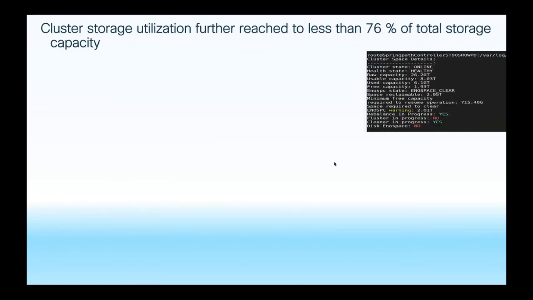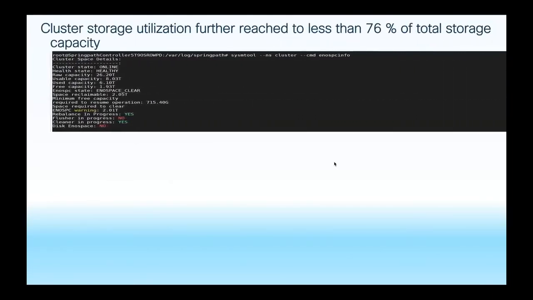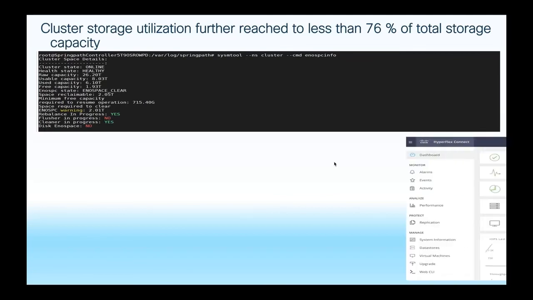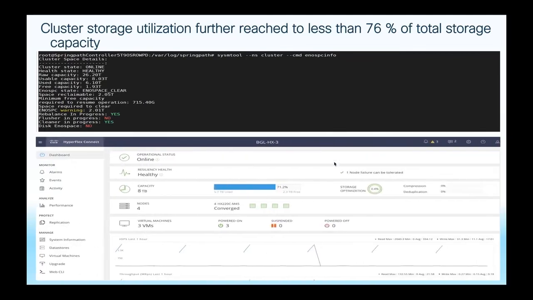When we reach that stage, you would see from the command line, when you run the systemtool, that the eno space state is clear. And let's go back to the UI. You would see the cluster has gone back to the state where it was earlier, green and healthy.